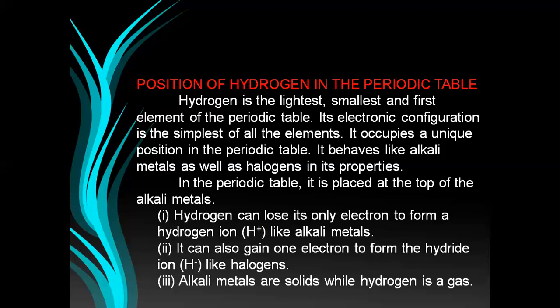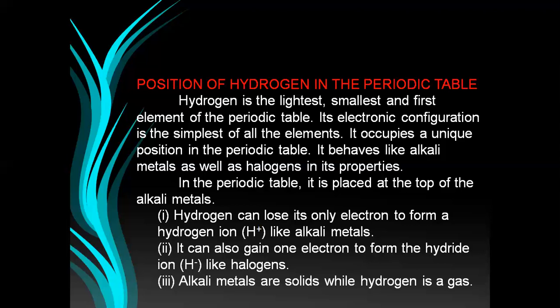But all the alkali metals are solids, but hydrogen is what? Gas. So it has a specific place in the modern periodic table at the top of the alkali metals, that is group 1. The atomic number of hydrogen is 1. So it is present at the top of the modern periodic table.